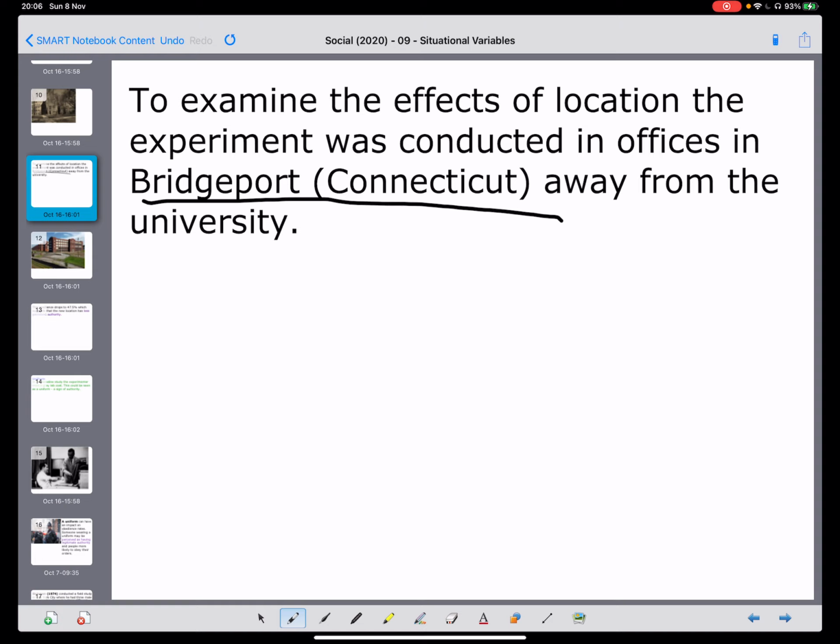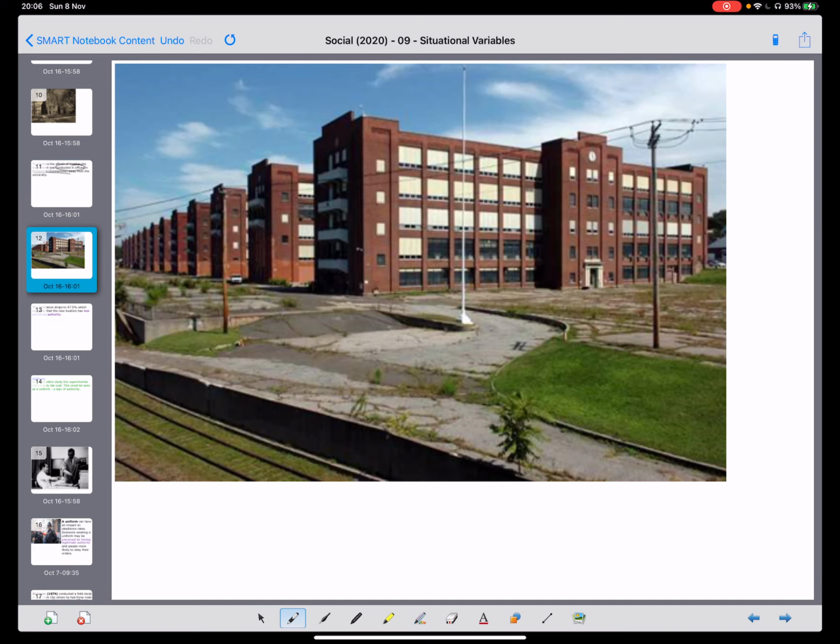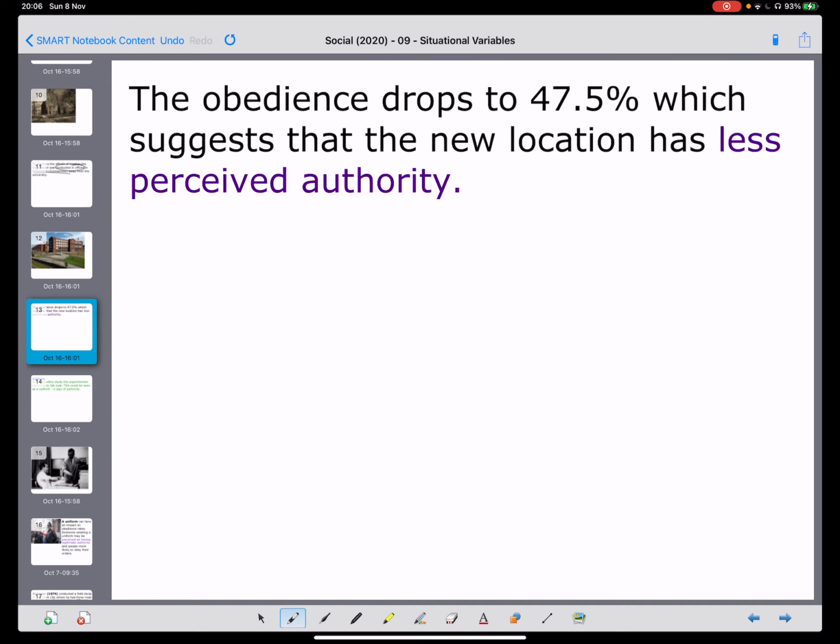We have the same experimenter, everything's exactly the same, but it's conducted in offices. So in other words, it doesn't have the prestige of learning, the prestige of science. I can't get a picture from the 1960s of Bridgeport, but this is a typical example of it. We find this kind of industrialized area, office buildings, things like that. And interestingly enough, what we find is once again, obedience drops.